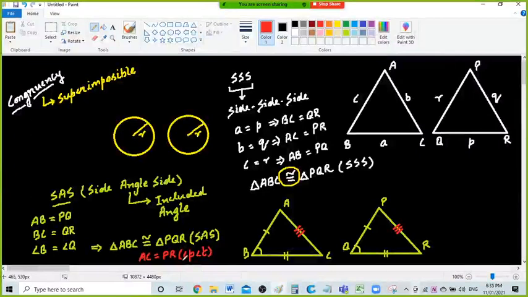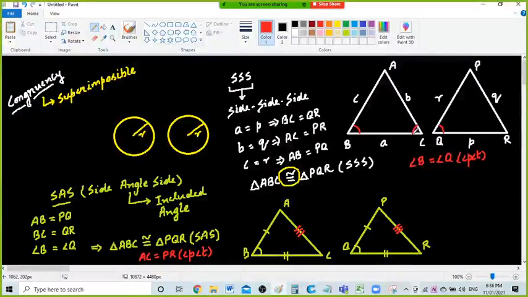CPCT stands for corresponding parts of congruent triangles, because a side is a corresponding part, right? So this is a corresponding part of congruent triangles. Similarly, if you look here, this angle B will be equal to angle Q. Let me write it. This angle B will be equal to angle Q. Why? All because of corresponding parts of congruent triangles.